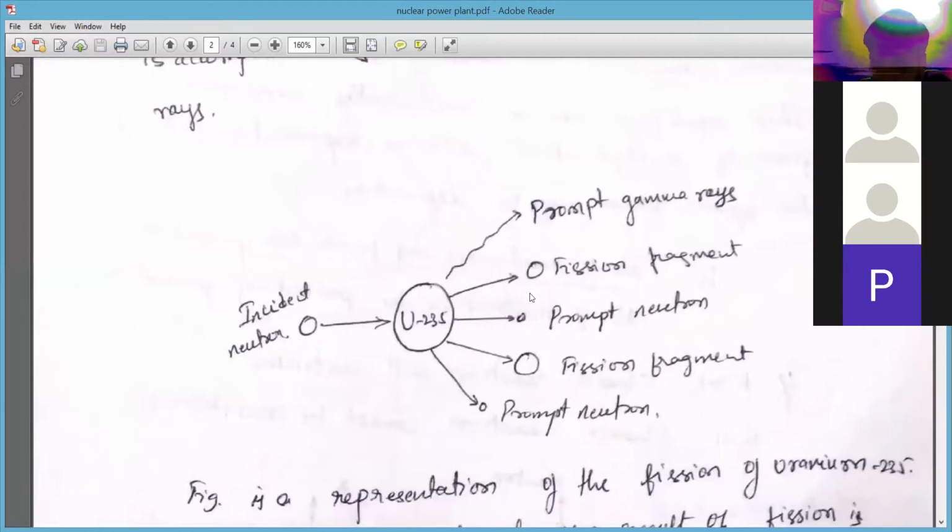When again this process will continue. So that's this neutron again is bombarded with this, again it will split again into two or more neutrons along with gamma rays, along with beta rays, again fission fragments. So this chain reaction will continue. So this reaction will continue in the reactor. That continuation of the fission reaction is called chain reaction.